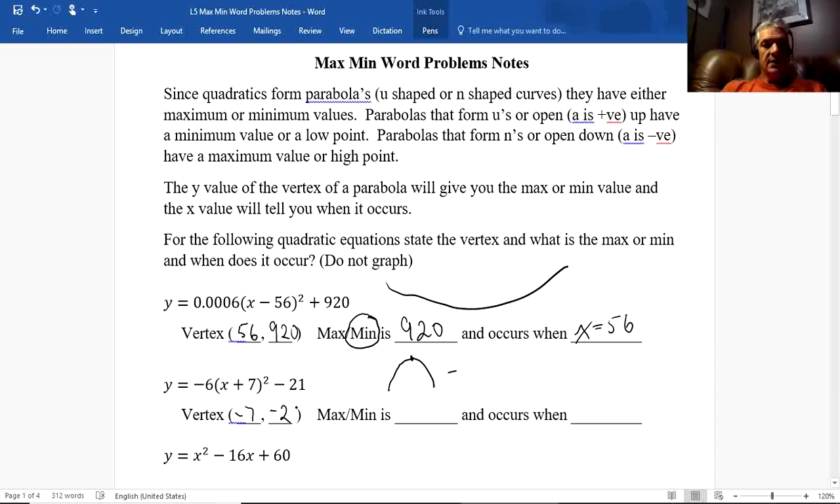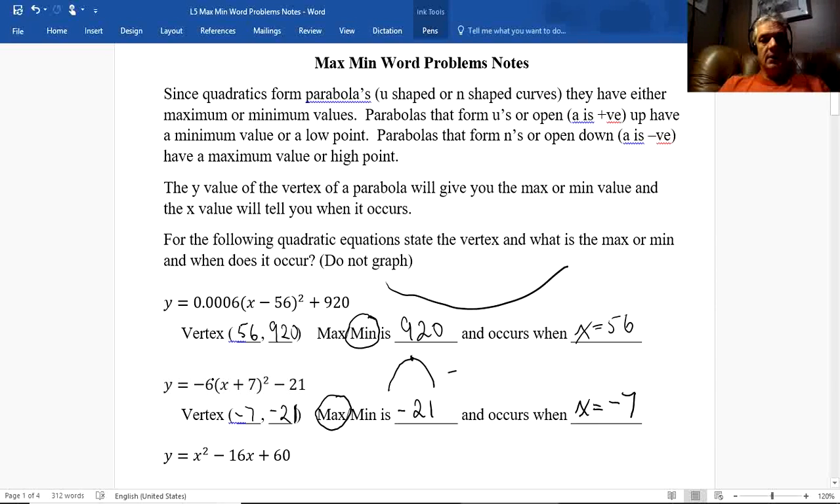And in this case, the maximum value, I said 21, didn't write the 1 there, is going to be minus 21. So we say maximum minus 21. And it occurs when x equals minus 7. So we're grabbing all this information just by looking at the equation. We don't have to do anything fancy. We just have to interpret what the equation is telling us.